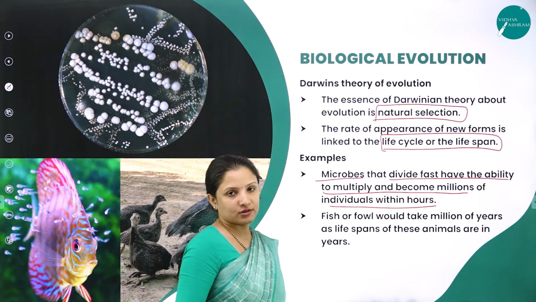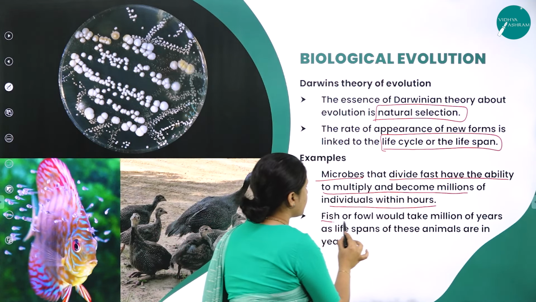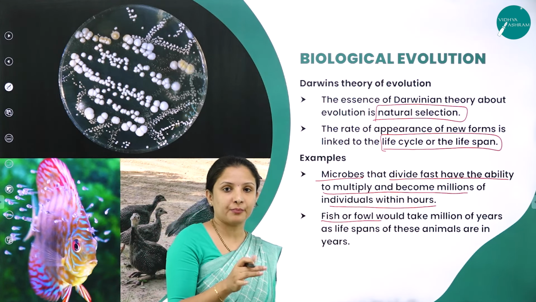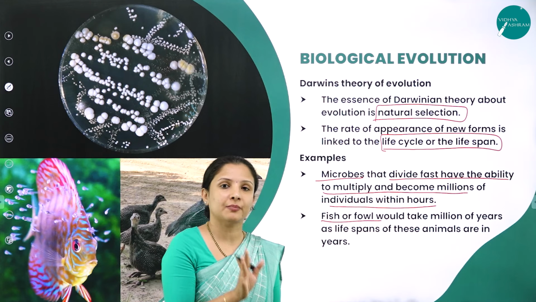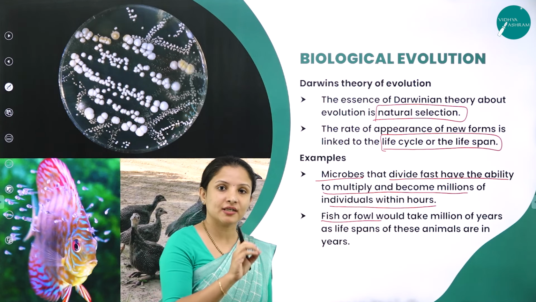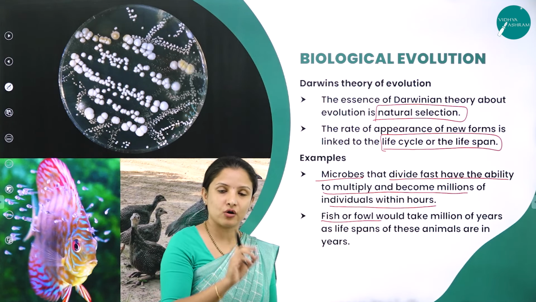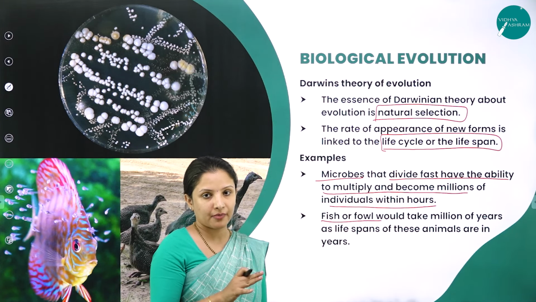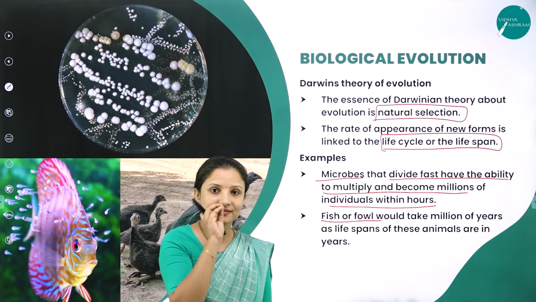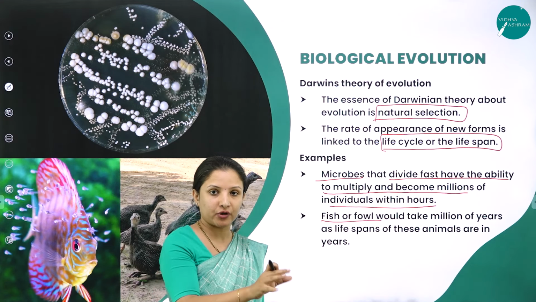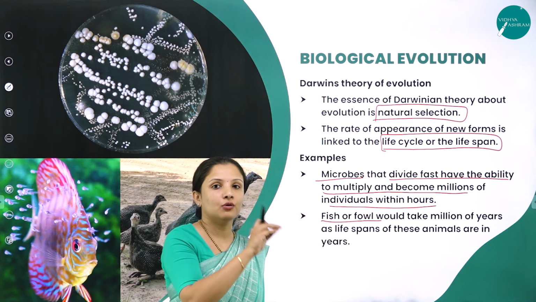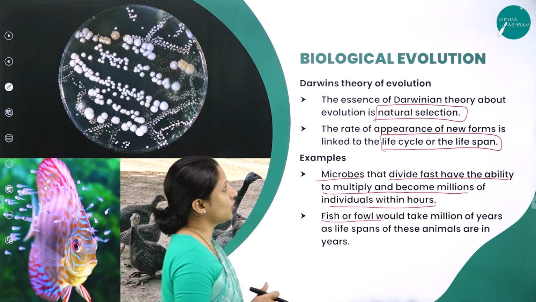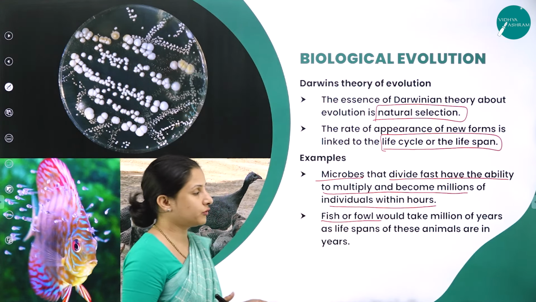And fish or fowl. When we take the example of fish or fowl, their lifespan is more when compared to the microbes, but their reproducing capability is less. But still nature has selected these fishes and fowl as organisms to thrive on this planet because their lifespan is more when compared to the microbes. So nature selects the organism based on their reproducing capability, their fertility, and also their lifespan. So this is the theory of natural selection which was put forth by Darwin.